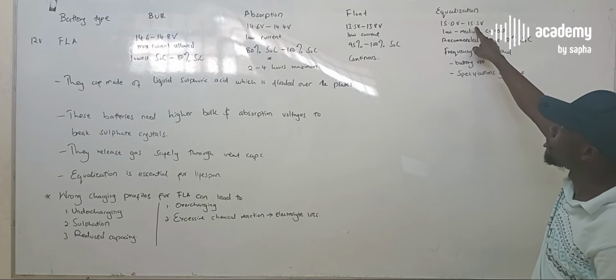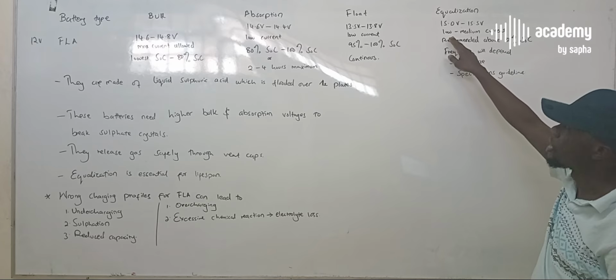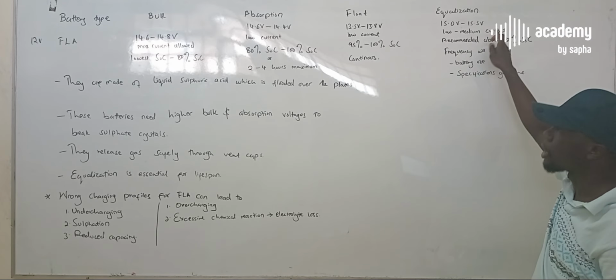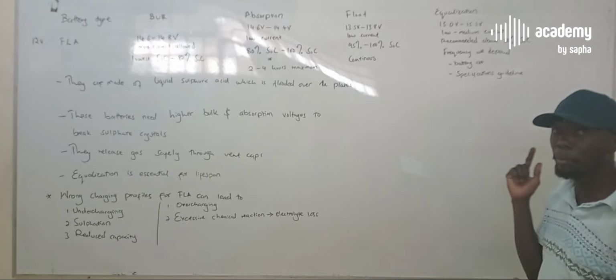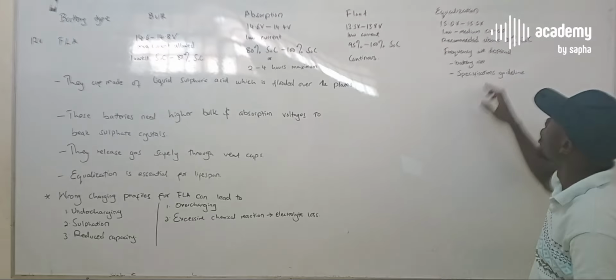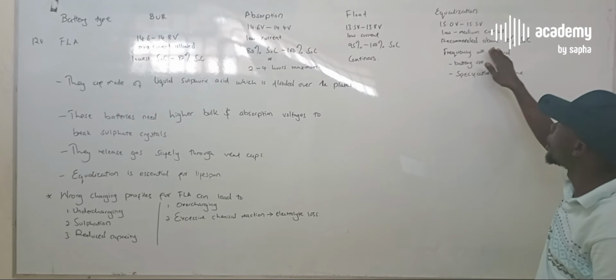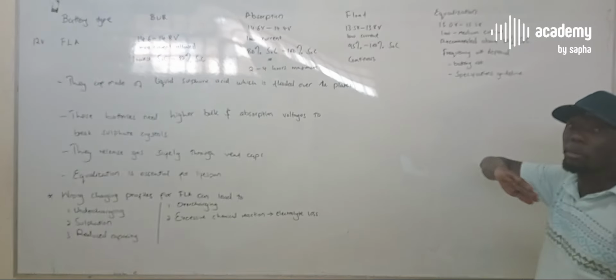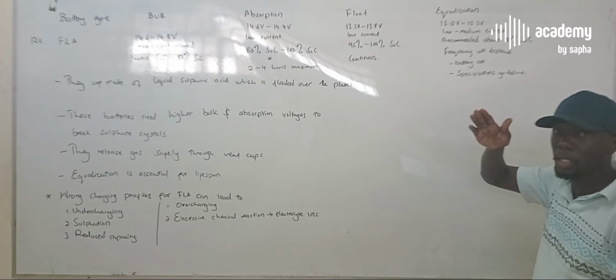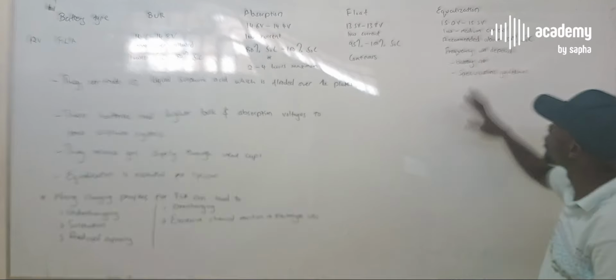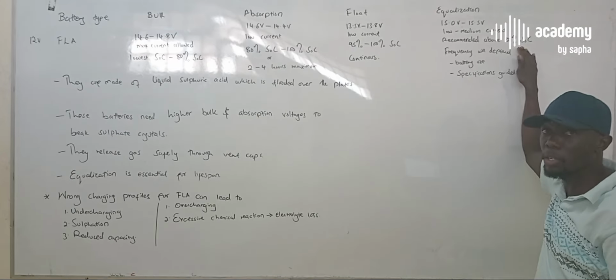So you raise it to around 15 to 15.5 volts. It's recommended you use low to medium current, so you can use half the battery's allowed C rate. And then it's recommended that you do this process whenever the battery is at least above 80% SOC. That's the recommended practice.